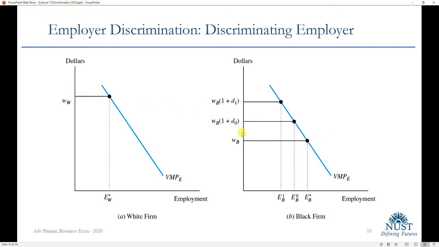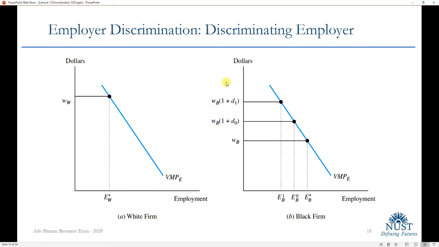So since this is lower than white wages, black firms will keep on hiring the black workers. Now another coefficient, let's say 0.2, the same WB multiplied by 1 plus D1. If this number is still less than white wages, then the firm will still be a black firm, because it is cheaper to hire black workers here, because this wage is lower than white wages. Any number of discrimination above this, if the discrimination coefficient is above D1, then this whole sum of WB into 1 plus D, this number will be higher than white wages.